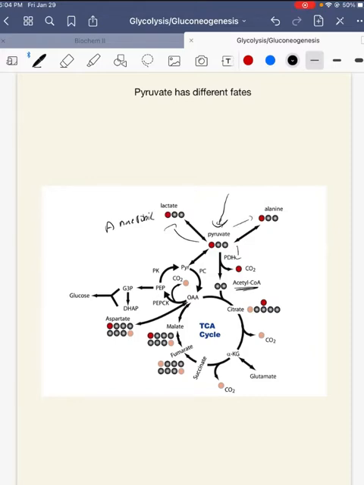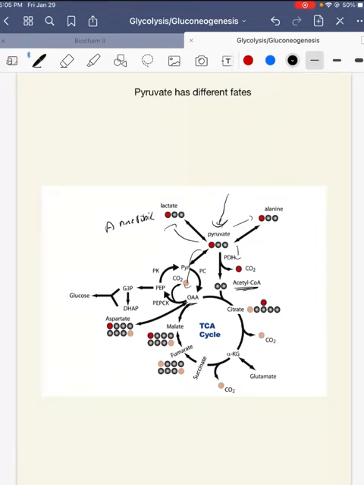And alanine will be important if you guys get amino acid metabolism and amino acid catabolism. So pyruvate can actually be converted into alanine. And then it can also be converted to oxaloacetate. We talked about this enzyme, pyruvate carboxylase. So pyruvate carboxylase takes pyruvate and converts it to oxaloacetate. This is also a really important enzyme for gluconeogenesis, which we'll talk about once we finish this.